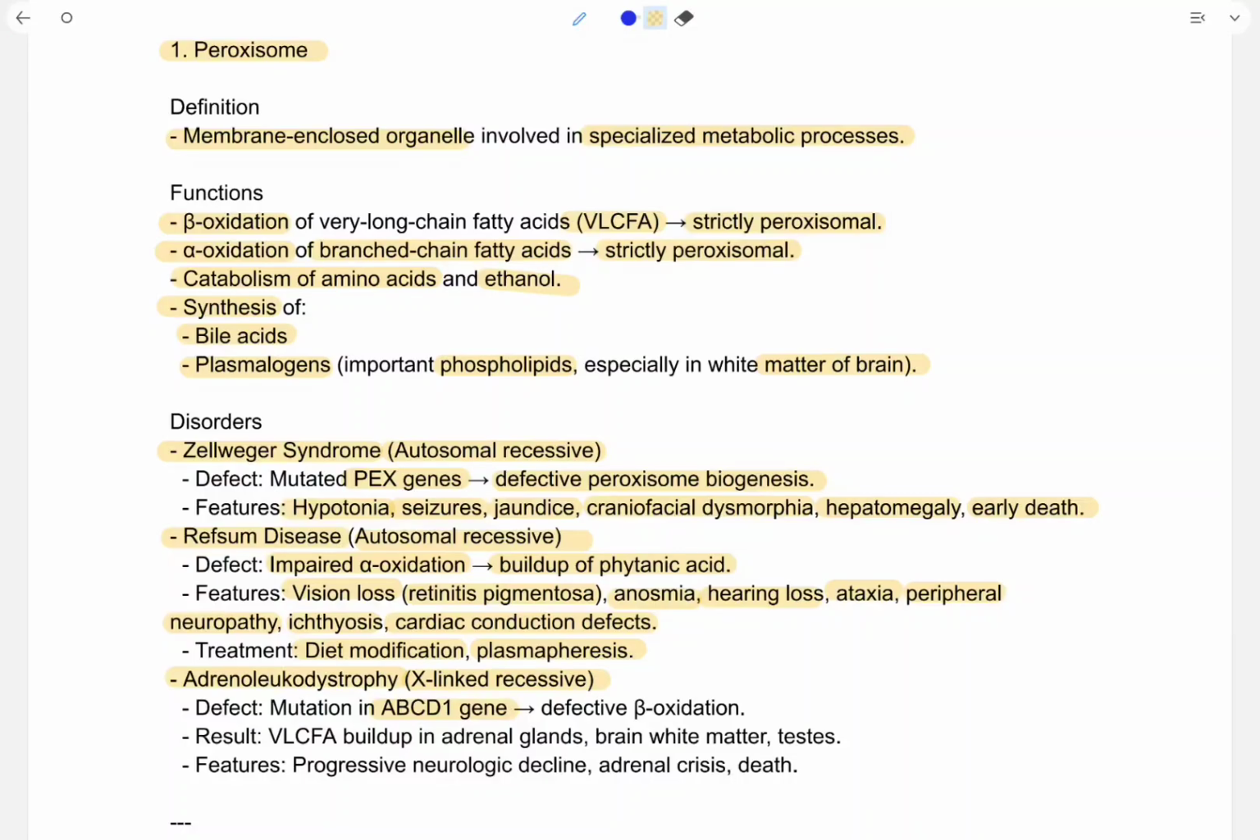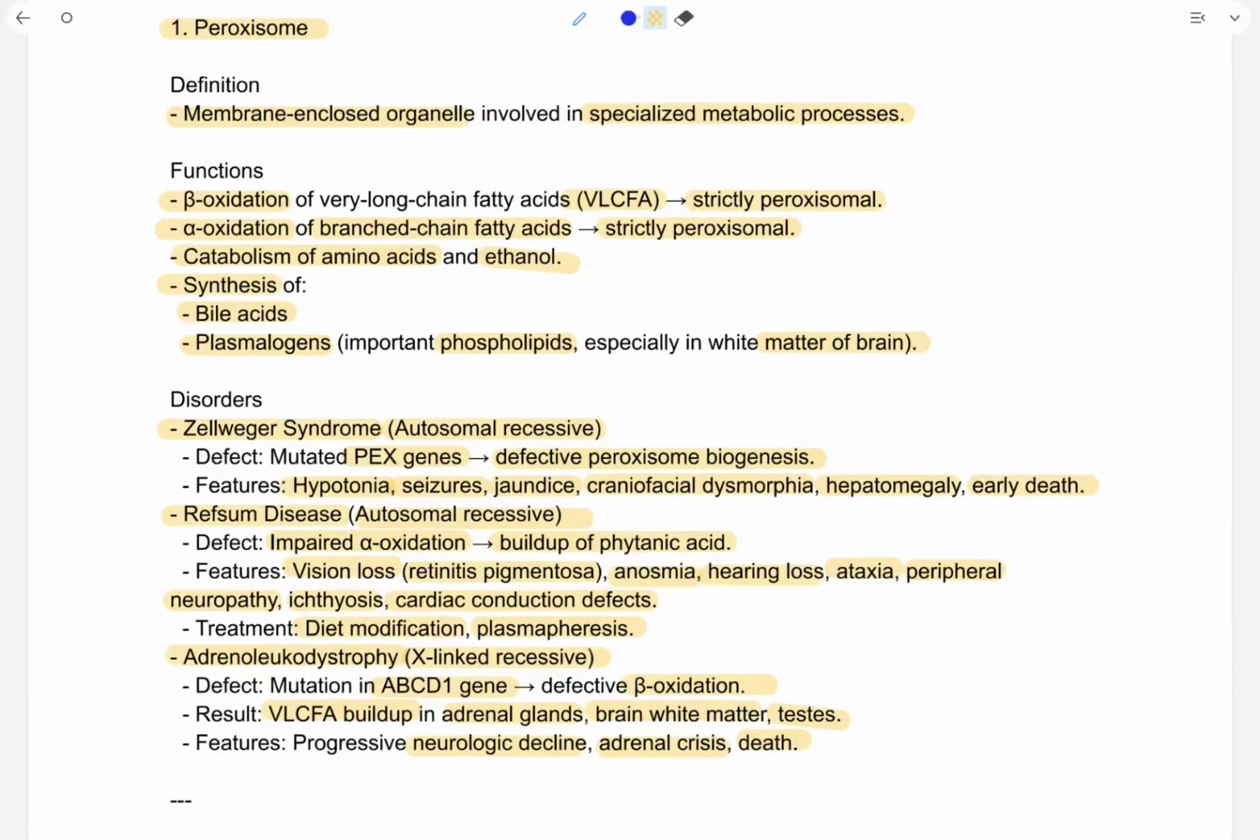It causes defective beta oxidation. Due to defective beta oxidation, VLCFA, or very long chain fatty acid, buildup takes place in the adrenal gland, brain, white matter, and testes. Features of adrenoleukodystrophy are progressive neurologic decline and adrenal crisis.